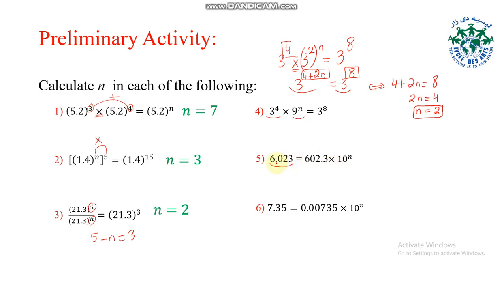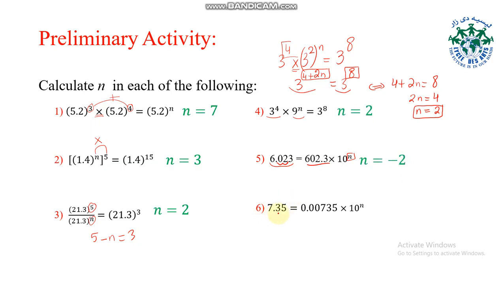As you know, when we move the decimal point 2 places to the right, the number becomes bigger than the left side. In order to make it equal to that, we have to divide by 100. Dividing by 100 is the same as multiplying by 10 exponent -2. So n is going to be -2 in this case.